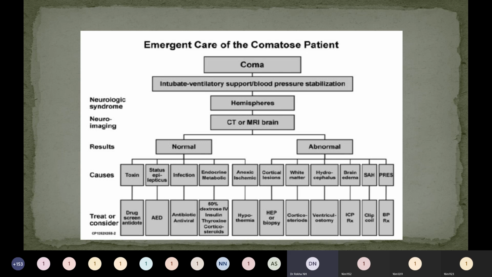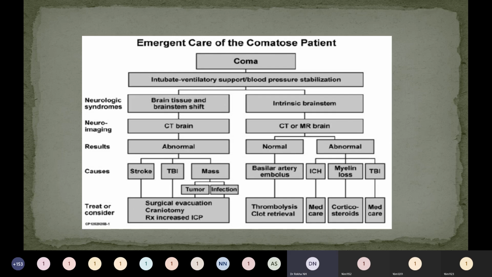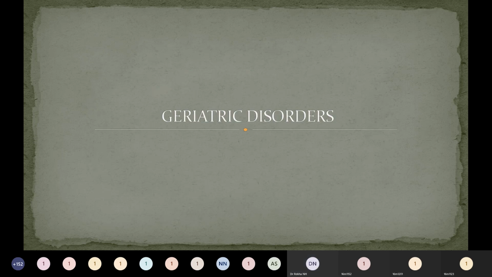Okay, so this is the baseline clue. Coming again to the coma patients: intubate if it is necessary, or pressure stabilization. Whether it is a cerebral hemisphere involvement with shift of the brainstem, or an intrinsic brainstem lesion, based on this we have to proceed with the treatment. So this completes the approach to coma.